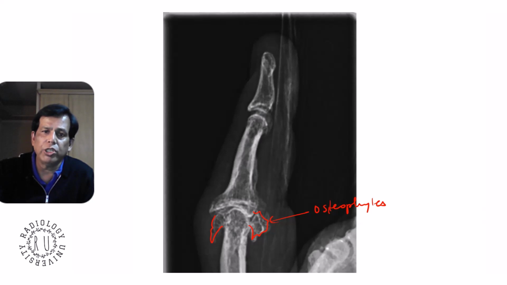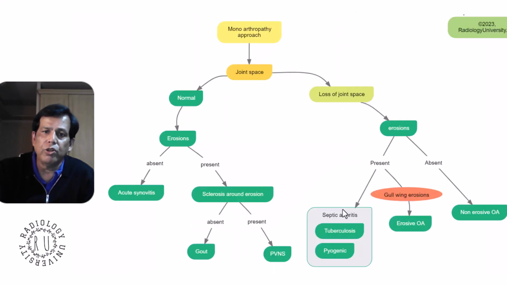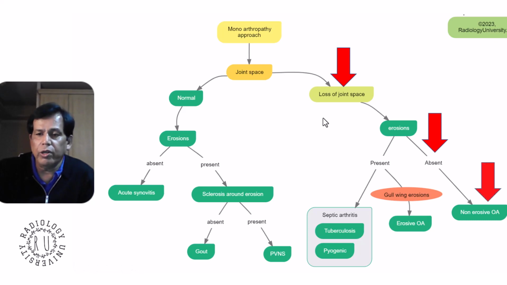So going to the flow chart, where we'll end up here: loss of joint space. We're moving on to a different branch of our flow chart. We discussed normal joint space; now we're discussing loss of joint space. And is there erosion? No, there was no erosion as we described. So it is called non-erosive OA. Non-erosive OA means there's no erosion, but osteoarthritis. These are primary arthropathy, or OA, and these are called hypertrophic OA or primary OA. There is one more OA called erosive; we'll go through it later on.